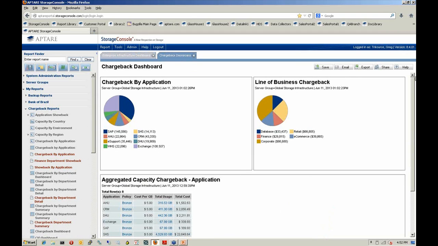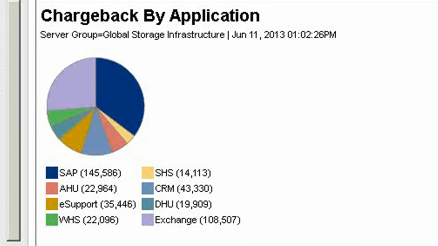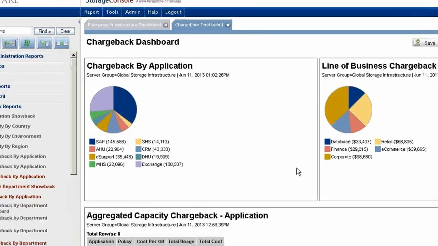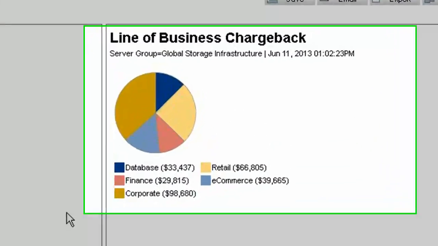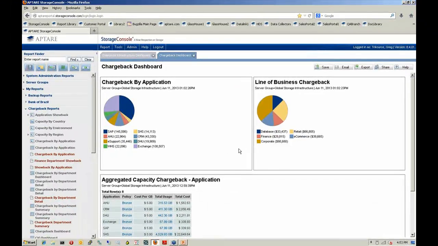As you can see here, what I have is some of these aggregations that I'm talking about. Chargeback by application, where I have different applications defined like SAP, Exchange, or a CRM application, or perhaps we can do it by a line of business such as finance or e-commerce. So ultimately behind this pie chart is a bunch of infrastructure that's associated with it.